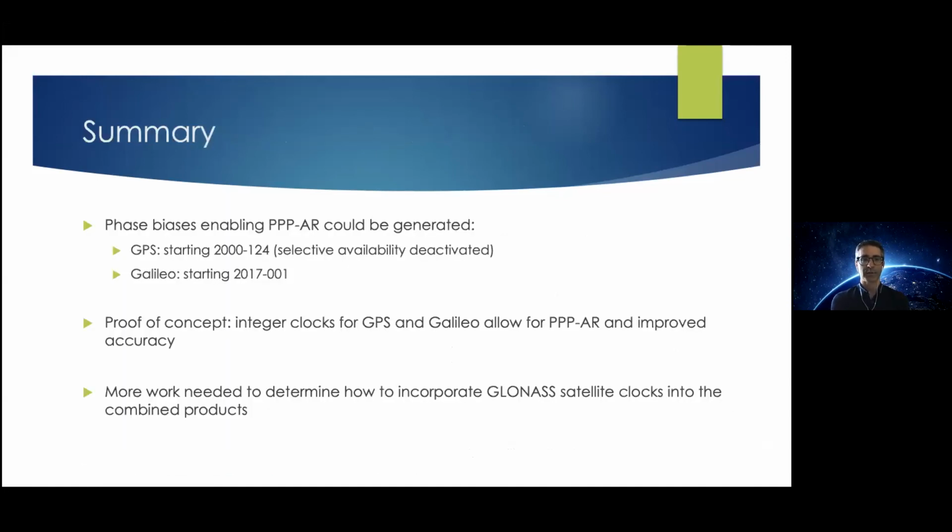So in summary, it looks like we'll be able to provide phase biases that enable PPP-AR in a Repro3 starting in 2000 for GPS and 2017 for Galileo. This presentation today showed the proof of concept that yes, we're able to generate integer clocks for GPS and Galileo. We're able to use these clocks in PPP to do ambiguity resolution, and it looks like the ambiguity resolution is beneficial and improves the accuracy.